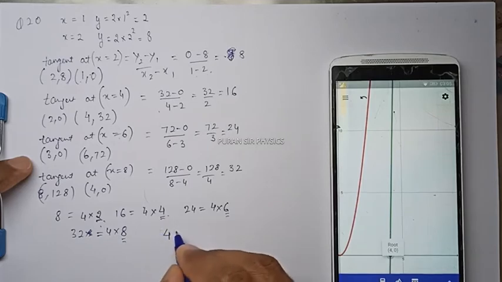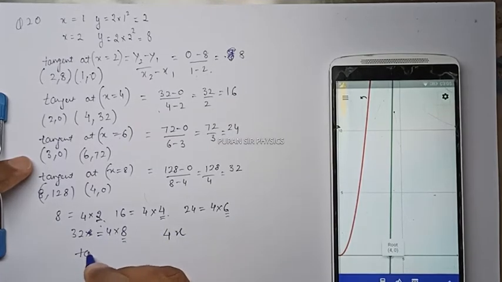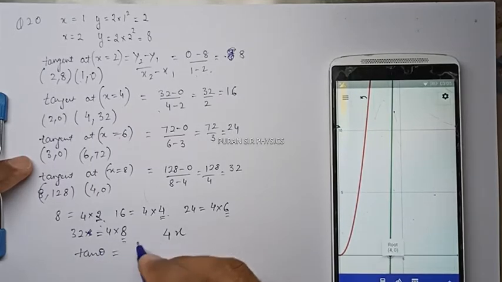So it is of the form of 4x. So hence we can say that tan theta, which is the slope of the tangent, is equal to 4x. Hence this is the solution of the question number 20.